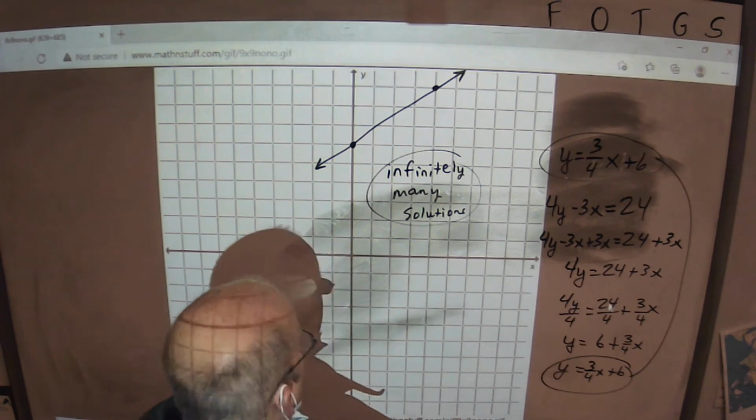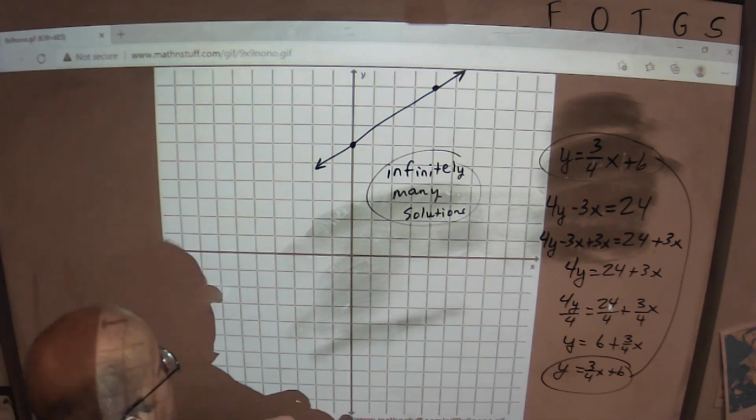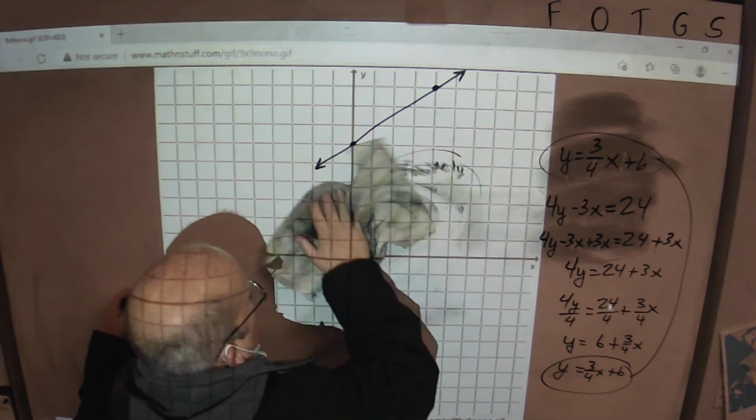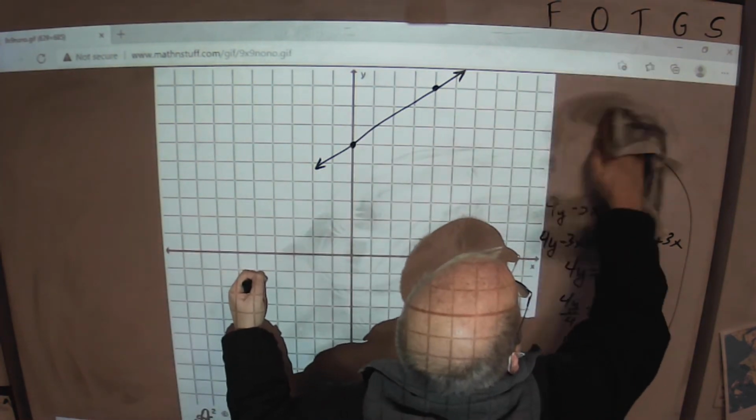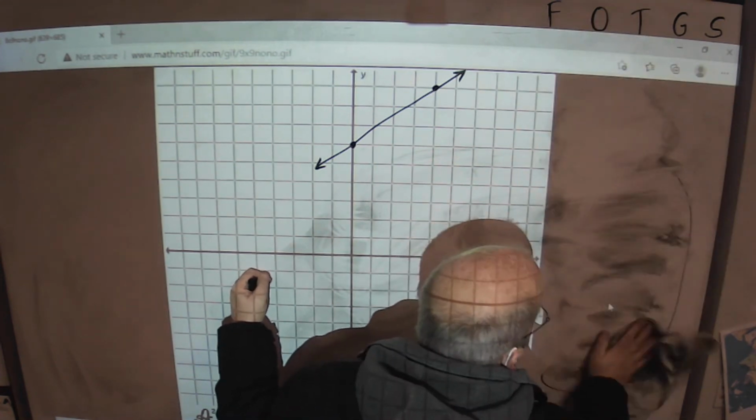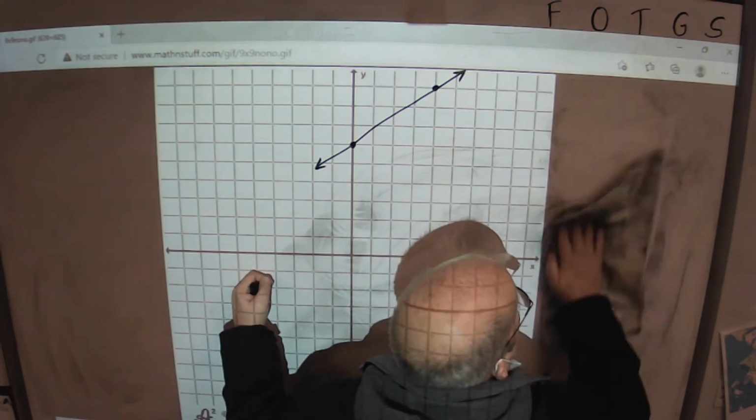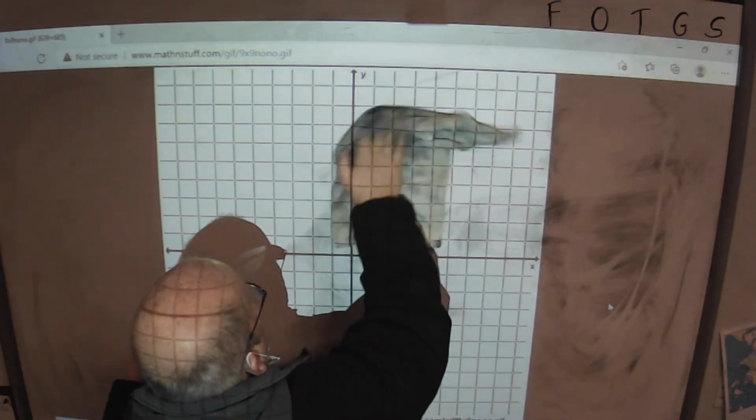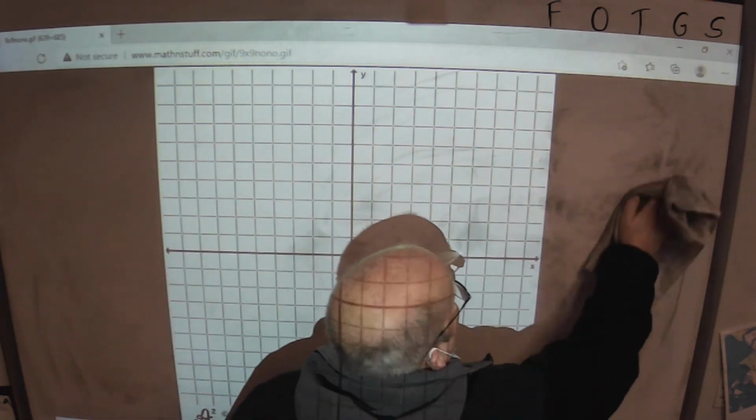Let's try a word problem. First, I'm going to grab a rag gun that has some rubbing alcohol on it and see if we can get this to erase a little bit better than the eraser's doing. There we go. Well, it's not doing great, but it's doing better than the eraser would have done, I think.